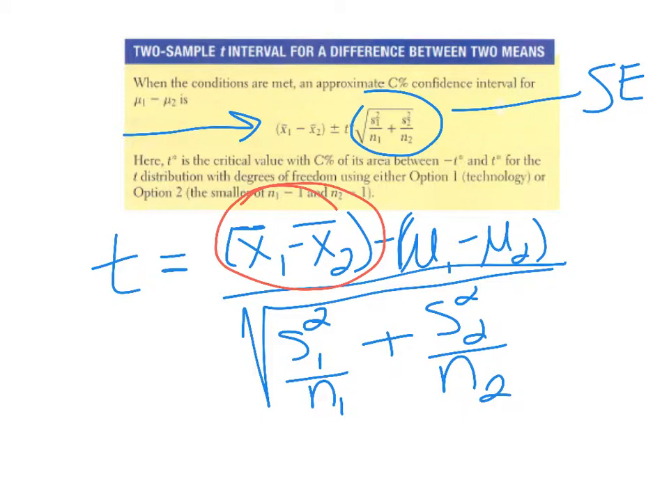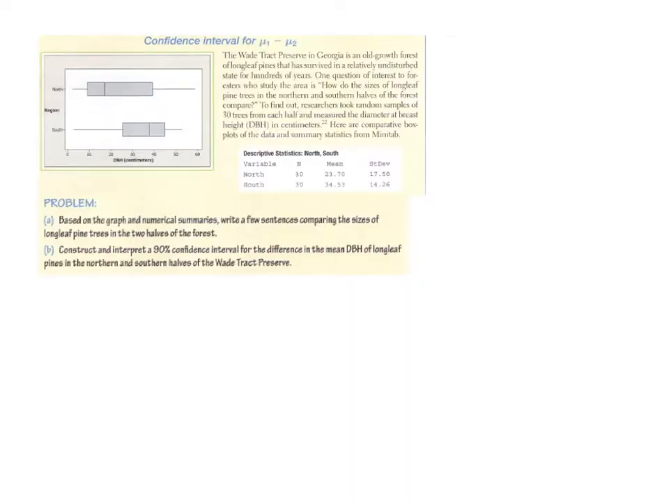Okay, all right, so let's look at our example for this. Here's our example about the Wade Tract Preserve in Georgia, comparing the northern and the southern ends of the forest. So take a minute and read your example and look at your data here. The first question, part A, has us just looking at the data and comparing the sizes of the longleaf pine trees in the two halves of the forest. So let's start first with looking at the northern end.